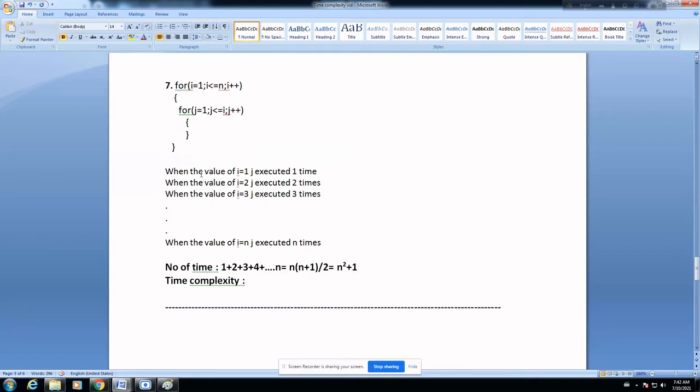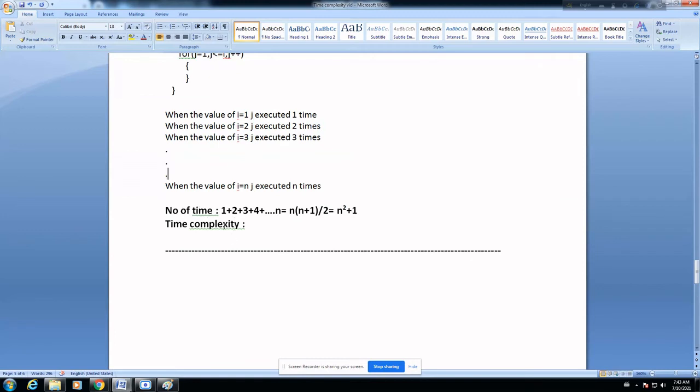Now look at this. When the value of i is 1, j executes 1 time because j is less than or equal to i. When the value of i is 2, j executes 2 times. When the value of i is 3, j executes 3 times. And when the value of i is n, j executes n times. So if I find the value of j, it is incremented by 1, 2, 3, dot, dot, dot, up to n.